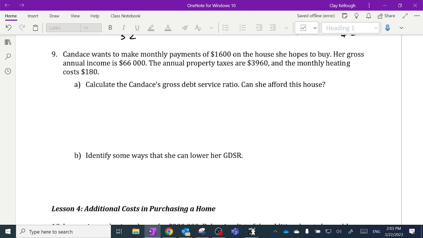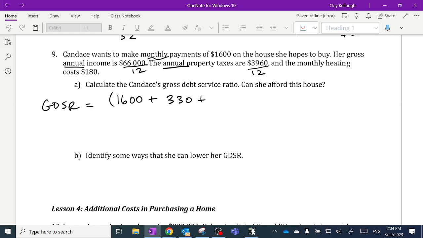And we'll just go through it together. It's got one trick to it. What's the trick? What do you notice? There you go. They tell me my property taxes annually and my annual income. So these two numbers here need to get divided by 12. And when I do that, my GDSR will be, my monthly payment still says a monthly payment, so that's still $1,600. But now my annual property taxes are $3,960 divided by 12, which turns out to be $330.